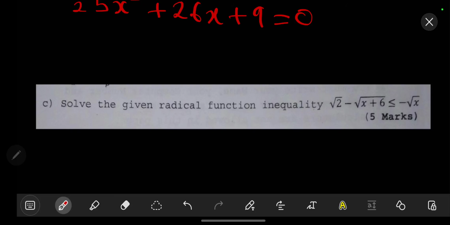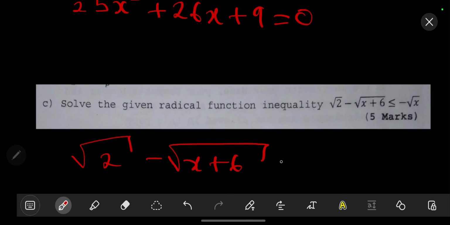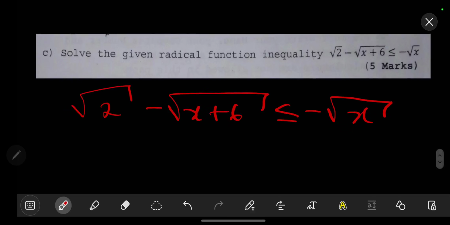So solve the given radical function inequality. So we have the square root of our 2 minus the square root of our x plus 6 less than or equal to negative the square root of our x, like that. So now, before you answer this one, you have to test domain. So test domain. You don't know whether there is a certain value that can satisfy this condition.